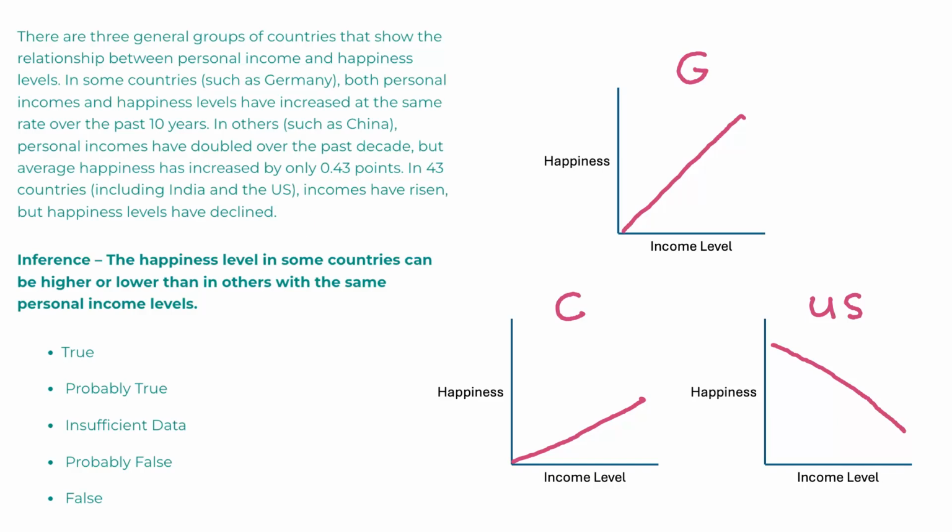But it doesn't. We do have enough data to make a claim, but we don't have enough data to make a claim with 100% confidence. We don't have the text saying this explicitly. So therefore, the correct answer is probably true.